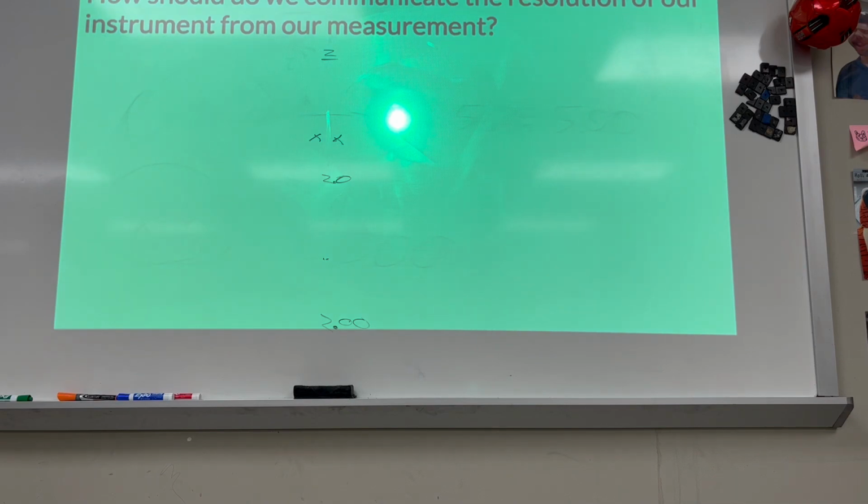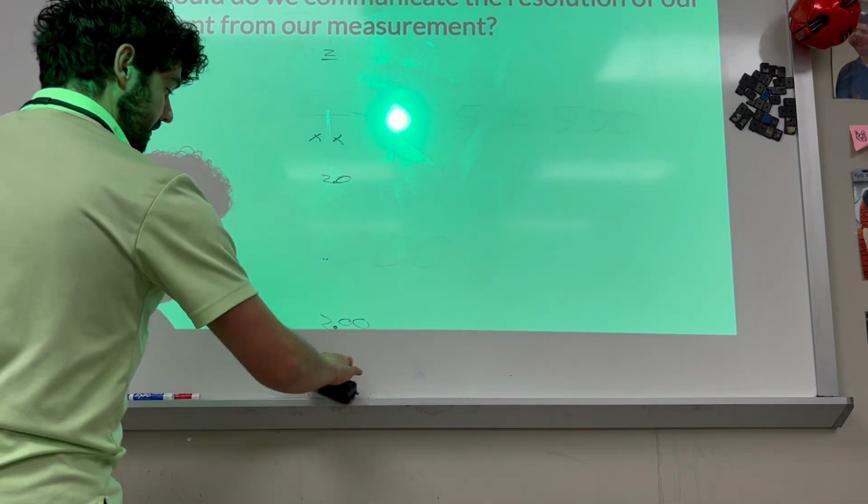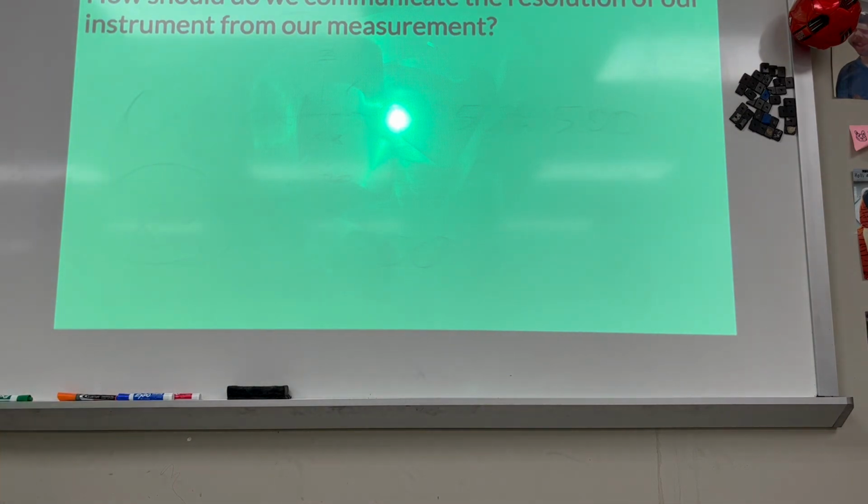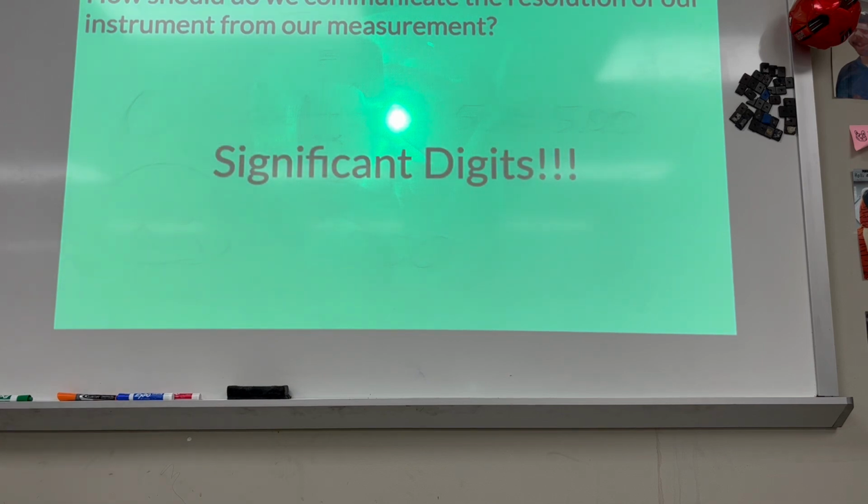Okay, so how do we communicate our measurement? We could write, I used a ruler that went to the hundredths place, or I used a scale that measured grams to 3 decimals. You could say that, but there's actually a more efficient way to communicate it. And the way we're gonna do that is with significant digits, AKA the way you write the number.